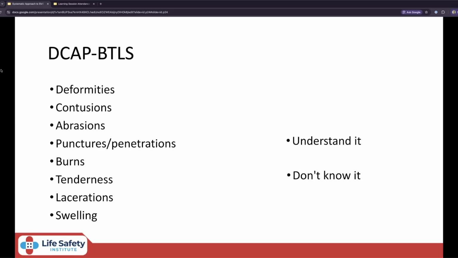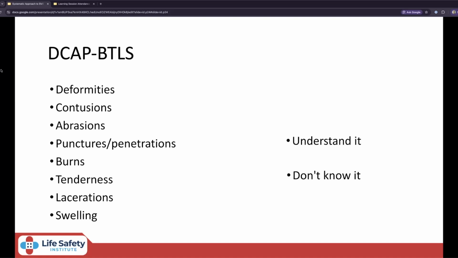So then we'll continue down the legs, right? We're checking for that DCAP-BTLS. Are there any penetrations? Are there burns? Are there deformities, bruises? These sorts of things. And we're looking for any abnormalities. And if it's not an immediate life threat, at this point we're just making note of it, because if it's not an immediate life threat, we'll treat it later, either on the way to the hospital when we're in the back of the ambulance, or that's getting done at the hospital.